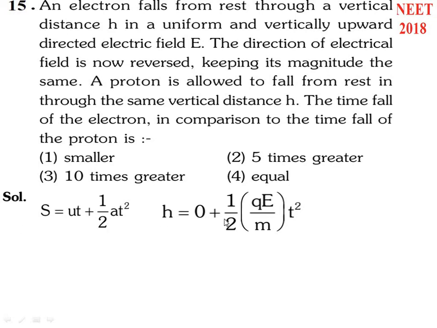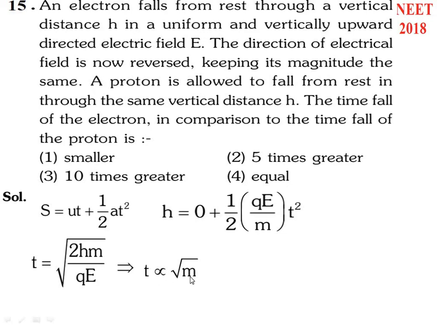So h is equal to 0 plus half into a t square. We know that the relation between acceleration and electric field with respect to charge and mass is a equals QE by m. So on substituting and calculating, we will get t is equal to square root of 2hm by QE. The time is directly proportional to the square root of its mass.